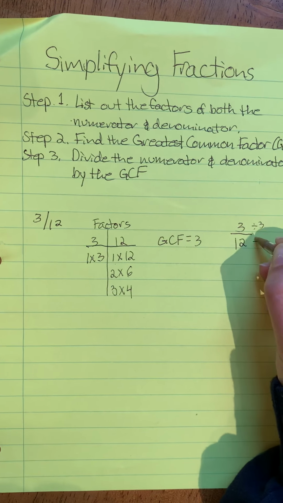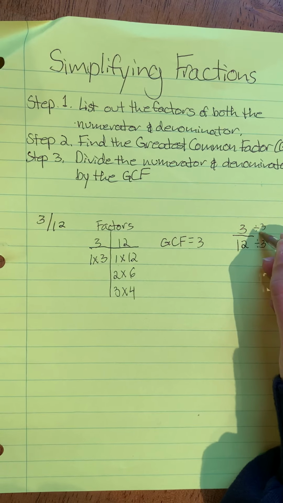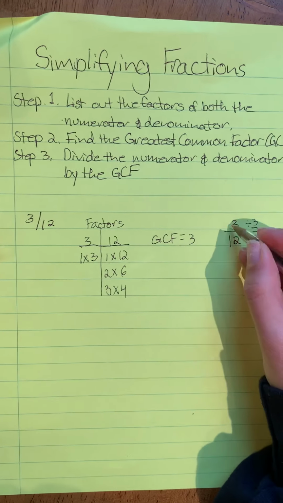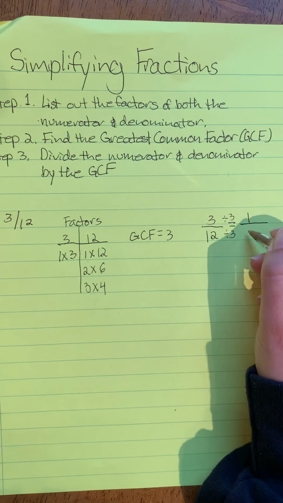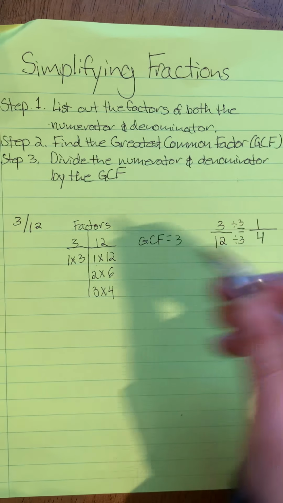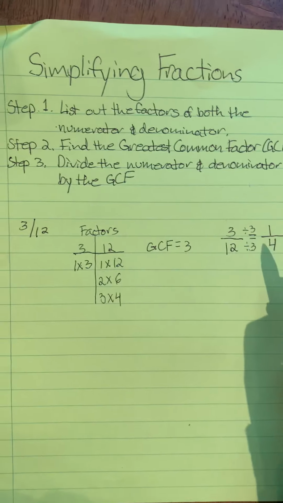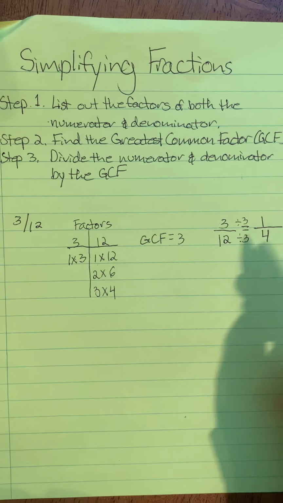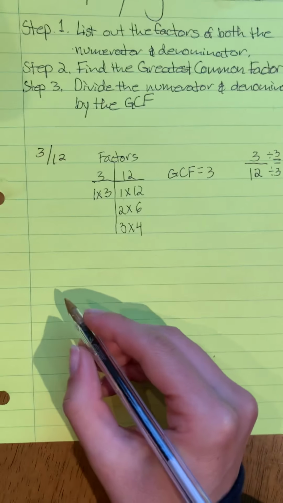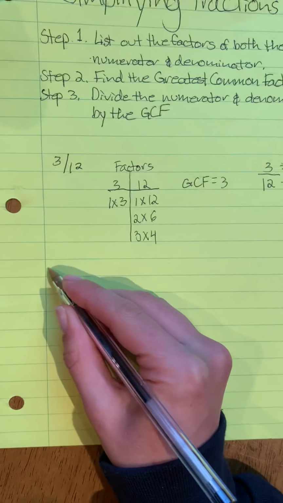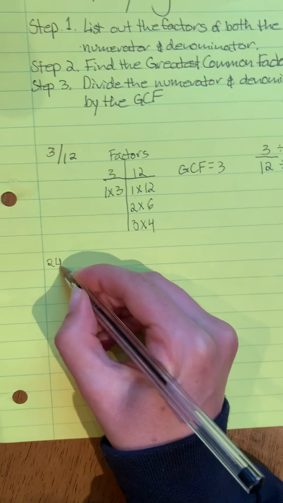So 3 divided by 3 equals 1, and 12 divided by 3 equals 4. So 3/12 can be simplified into 1/4. Let's try one more example together. Let's do one with some bigger numbers so we can have some more factors.